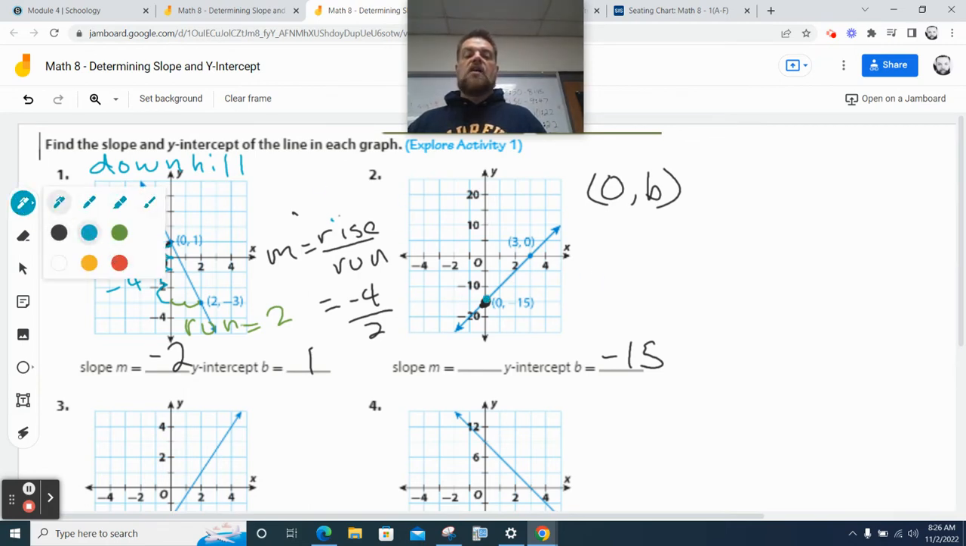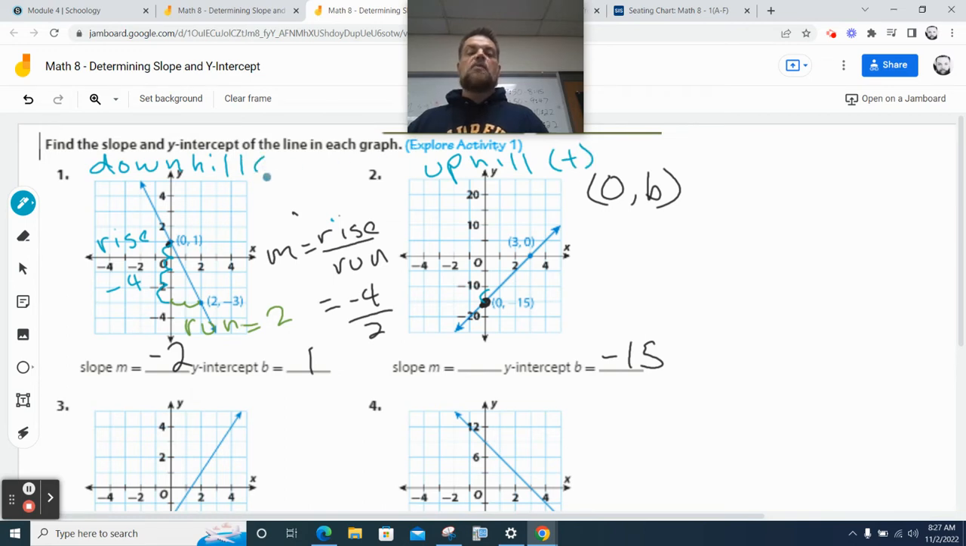Now the rise over run, ready? From here, I'm going up. So that's uphill. That means that the slope will be positive. When it's downhill, the slope is always going to be negative. So I'm going to go up 1, 2, 3. That's my rise.